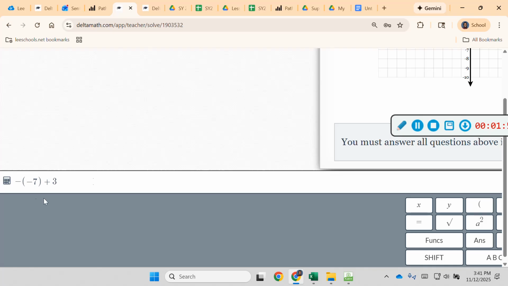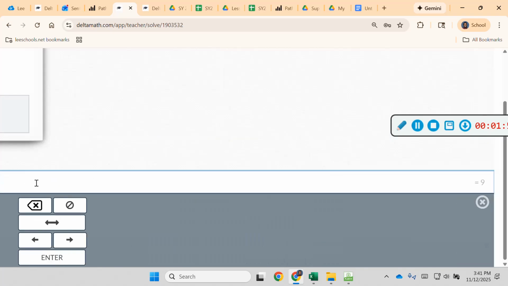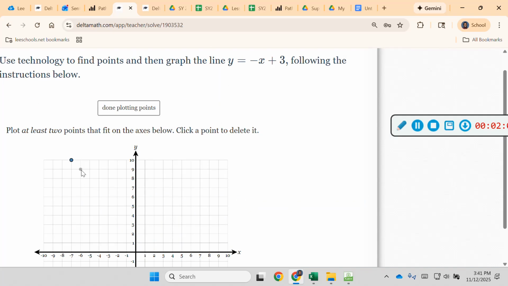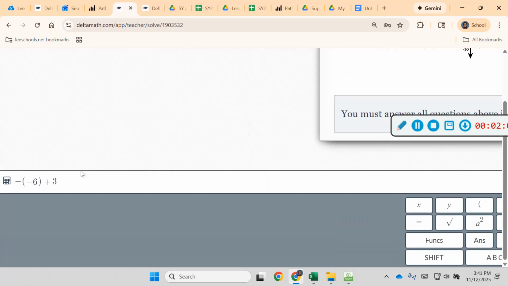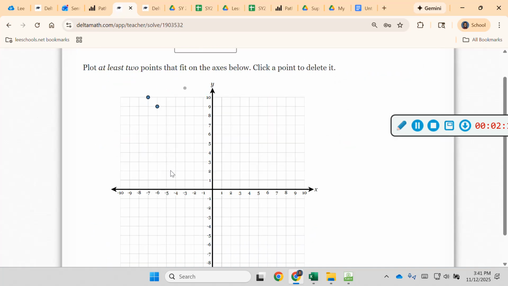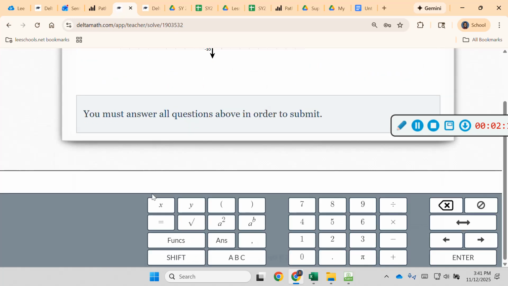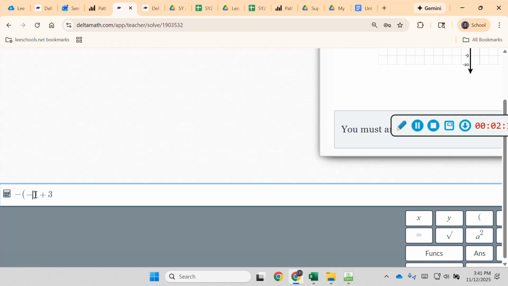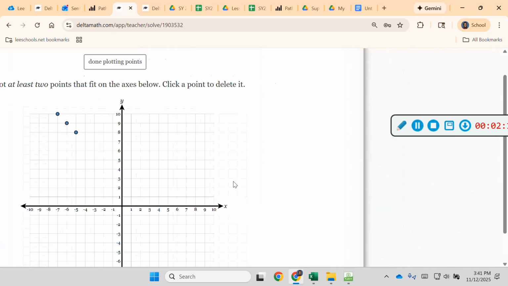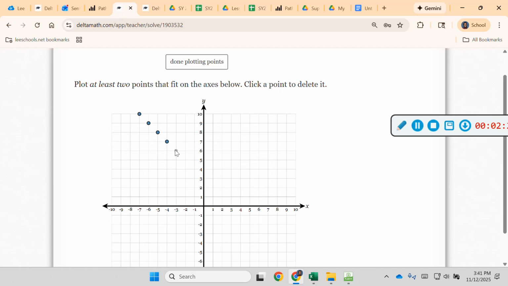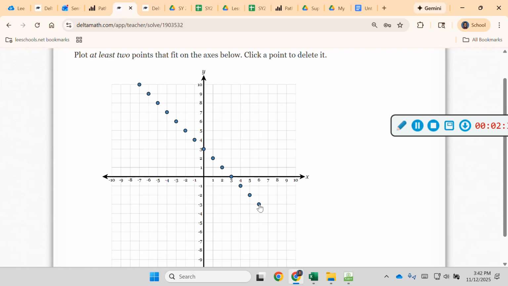Then I'm going to keep going to the right. Negative 6 would be 9. Negative 6, 9. Then right after that, negative 5 would be 8. So negative 5 and 8. After a while, you'll start to see the trend, because if I plug in negative 4, I'll get 7. If I plug in negative 3, I'll get 6, 5, 4, 3, 2, 1, 0, negative 1, negative 2, negative 3, negative 4, negative 5, negative 6, negative 7.